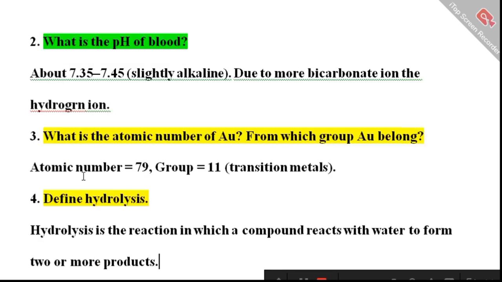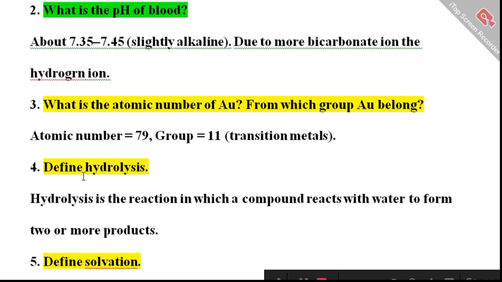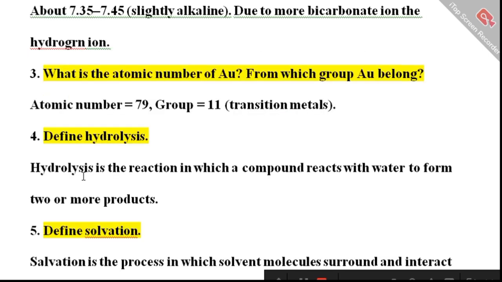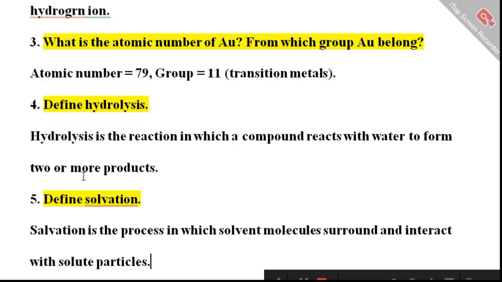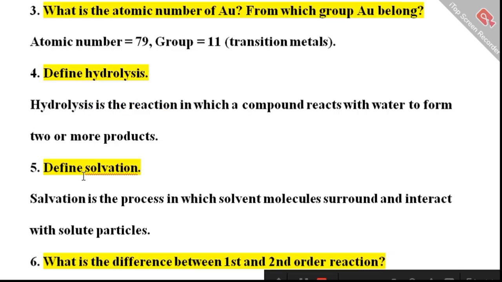What is the pH of blood? It is alkaline. What is the atomic number of gold? It is 79. At that time, a lot of questions about other elements were also asked. Define hydrolysis. Hydrolysis is the process in which water reacts and also acts as a solvent. Lysis means splitting of water.